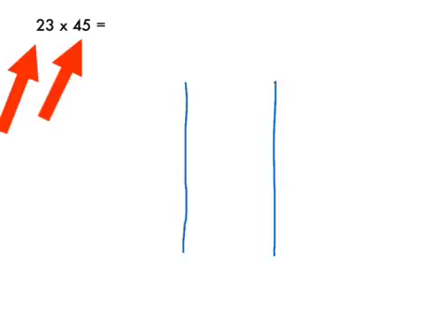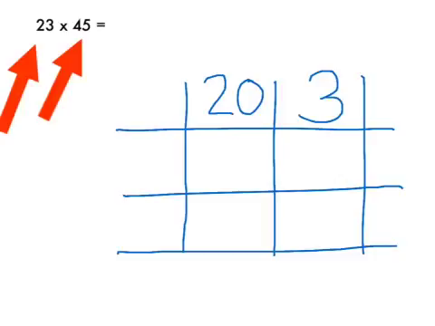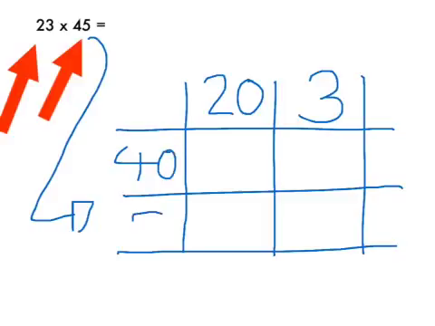So if I draw 3 lines, that gives me 2 that way. And if I draw 3 lines, that gives me 2 that way. And then I need to partition my 23, which I'll do into 20. There are 2 tens and 3 units. I need to partition my 45 into 40 and 5.